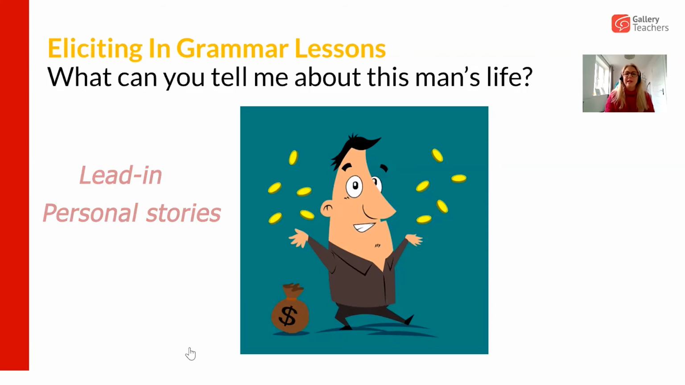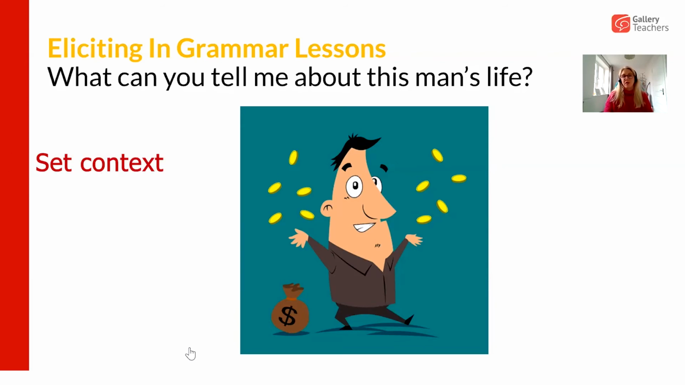Okay, so once we've done the lead-in, we can then look at the structure in more detail. And I would probably use pictures if I can to elicit a story, to set the context really for how I'm going to teach this structure.